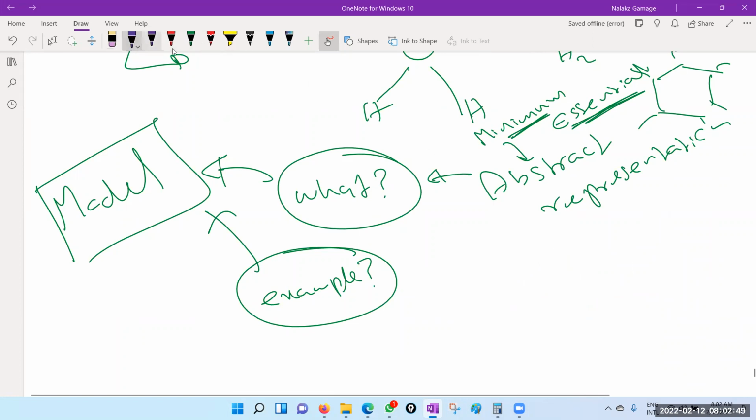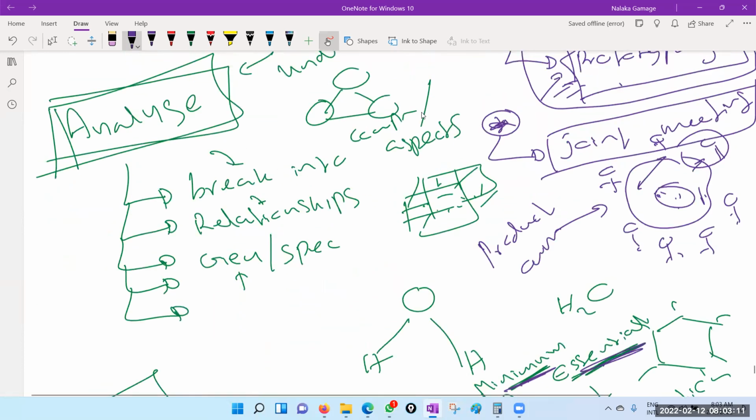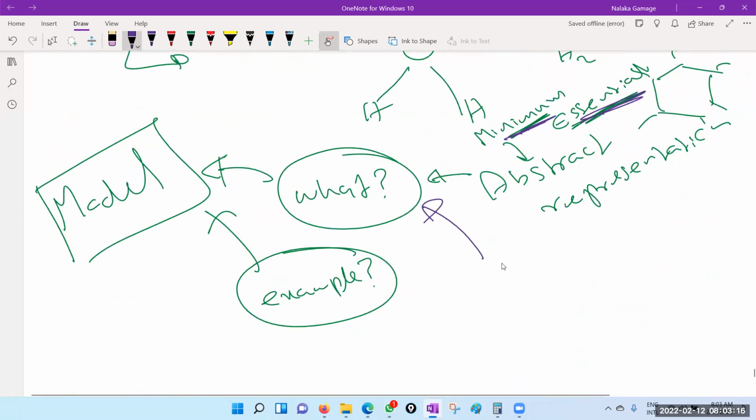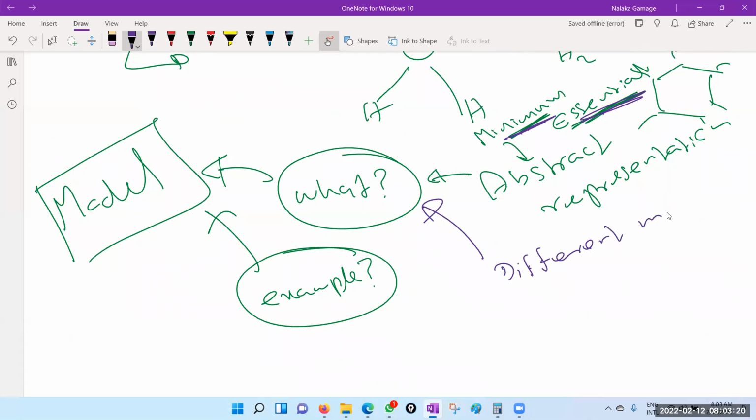Right. So abstract means minimum essential. So you represent it as a minimum essential thing. Okay. So that is modeling. So when it comes to modeling, you can model different aspects in different models. So we can separate aspects. Now you can remember here we break into aspects. So now those aspects we can model separately. Right? So a different model for different aspects.